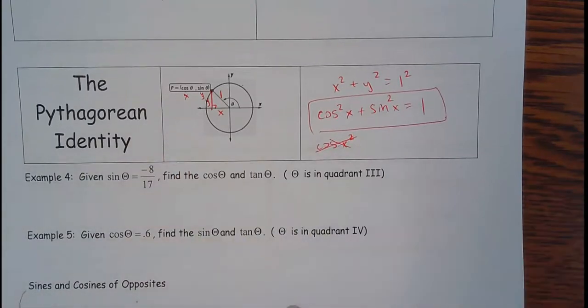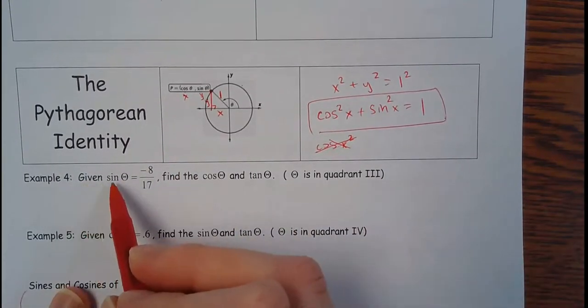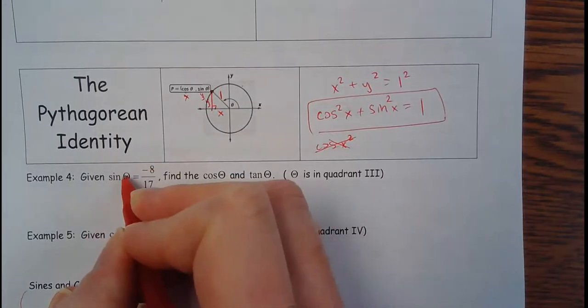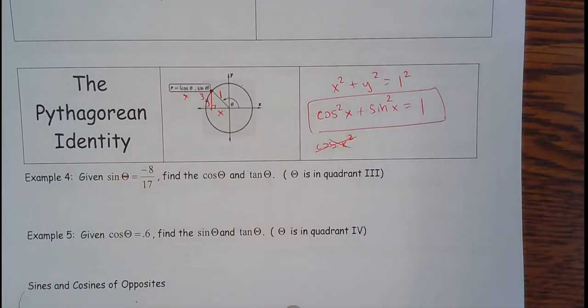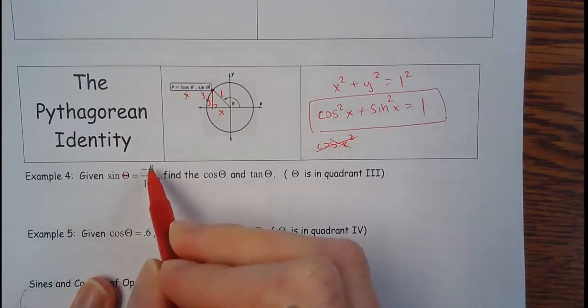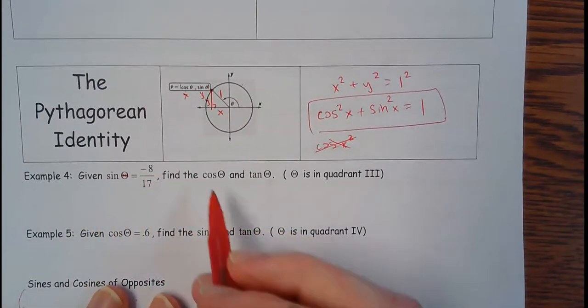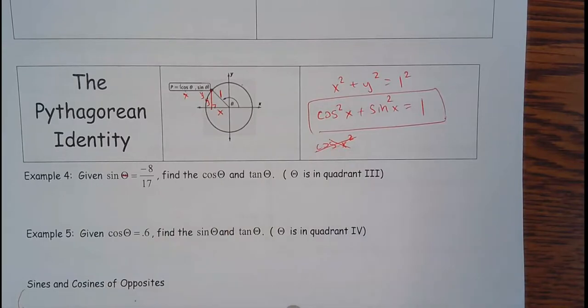I'll do it the old way and I'll do it the new way. So it says, given that the sine of theta, it's supposed to be theta, it's a terrible symbol. I'm not sure why when I printed it did that, but given that the sine ratio is -8/17, find the cosine and the tangent ratios.